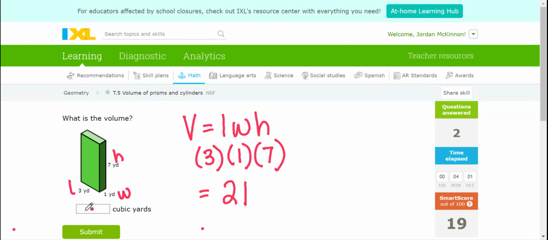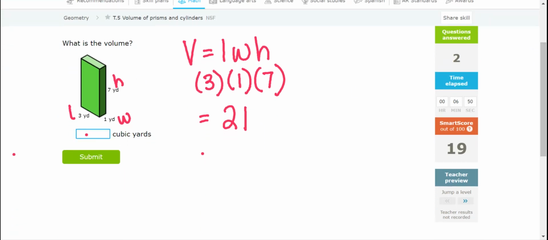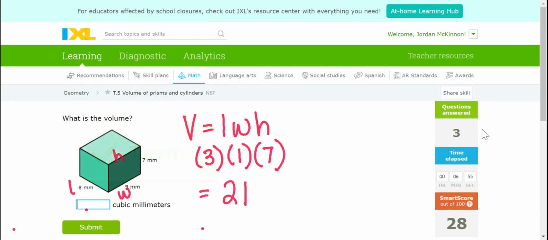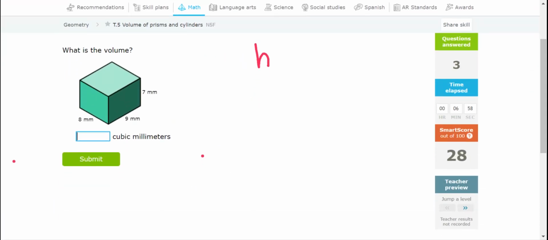Oh, where'd my tools go? Hold on, people. I'm trying to find my tools. Okay, I got my mouse back. Okay, I'm back. All right. So 21 was our answer. So I'm going to put in 21 cubic yards.